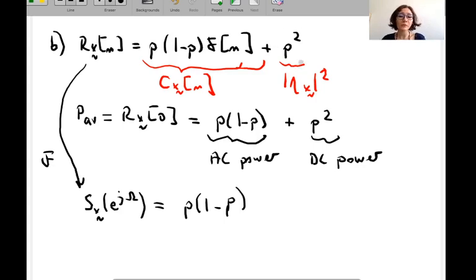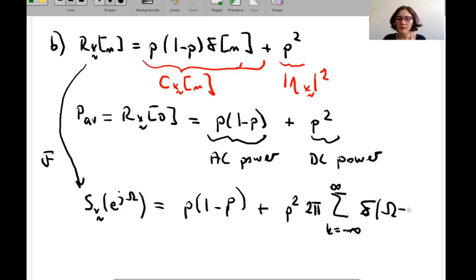You know that by duality, if you have a constant in your signal, then in the Fourier domain it's going to be an impulse located at the frequency omega equals 0. So we copy the amplitude, you have this 2 pi factor for normalization, and then you would normally have a delta at omega equals 0. But since it's periodic, we just have to make this periodic by introducing an infinite sum, k from minus infinity to infinity, of delta of omega minus k 2 pi. So this is the expression for the power spectral density.